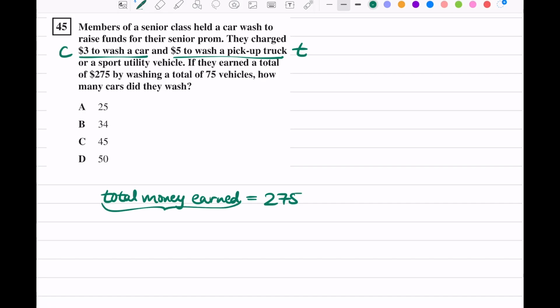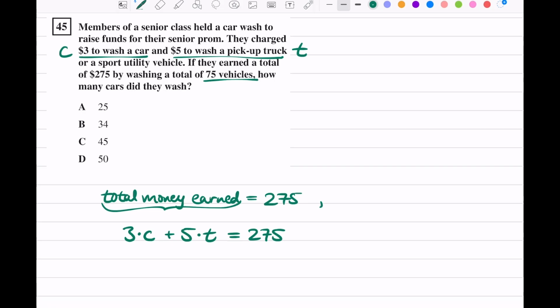So the total money that was earned would be $3 times the number of cars plus $5 times the number of trucks or sport vehicles. And this would give us our $275. Does the question give us any more information? Yes, it does. It tells us there were 75 vehicles in total.